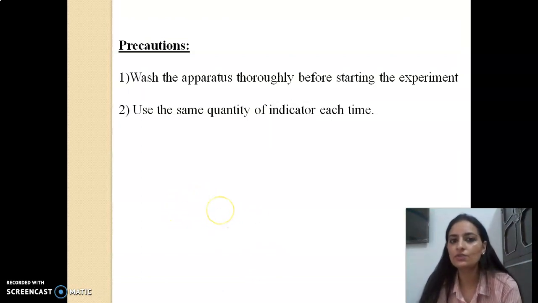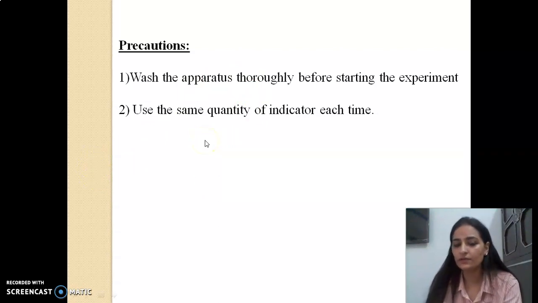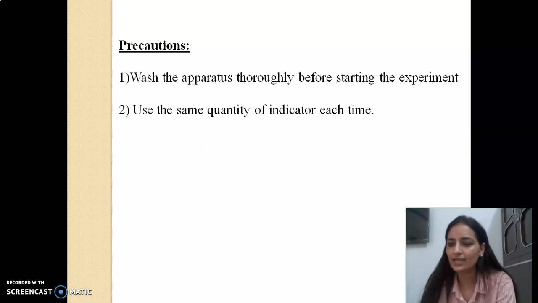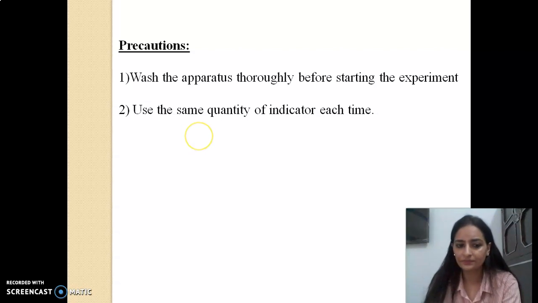First of all, you need to wash the apparatus thoroughly before starting the experiment. Then after this, you also need to use the same quantity of indicator each time. If you are taking 2 drops of phenolphthalein for the first titration, then for the next reading you again have to take 2 drops of phenolphthalein.